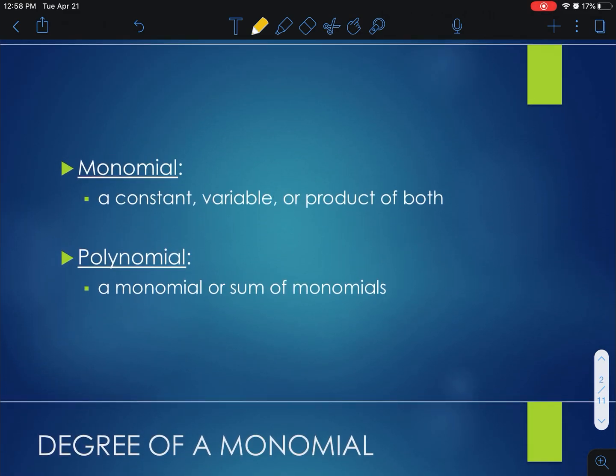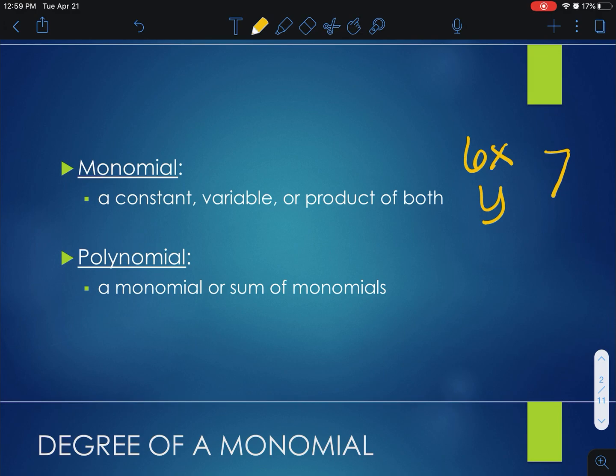Alright, for your vocabulary today, a monomial is a constant, variable, or product of both. So, for example, 6x is a monomial. It's a product of a constant and a variable. Y would be a monomial because it's just a variable, or even just a number like 7 would be a monomial.